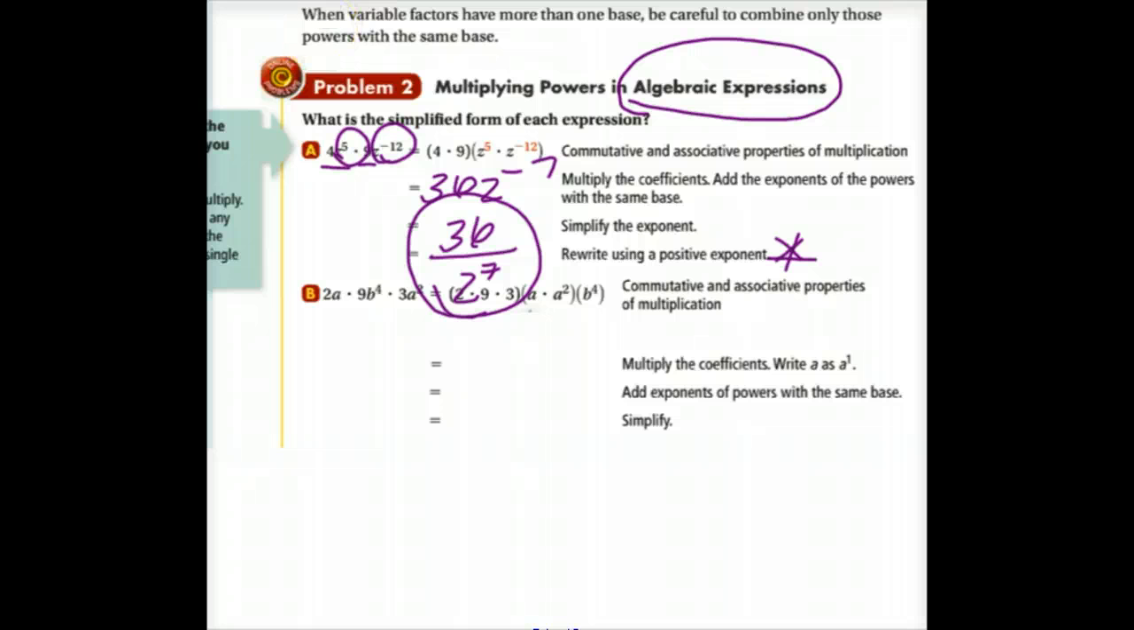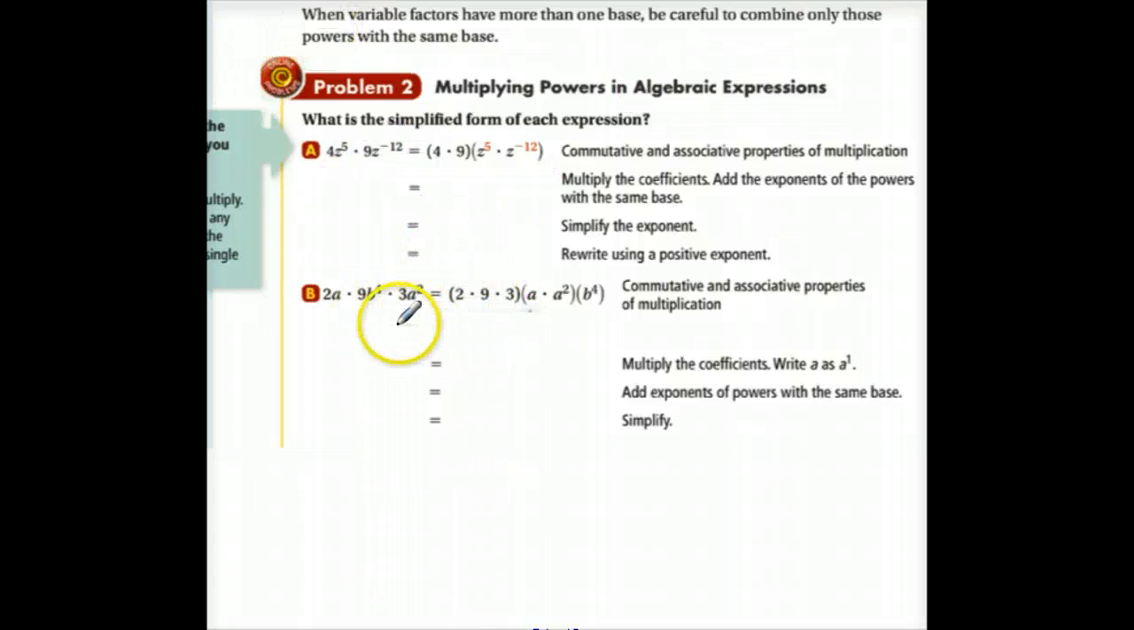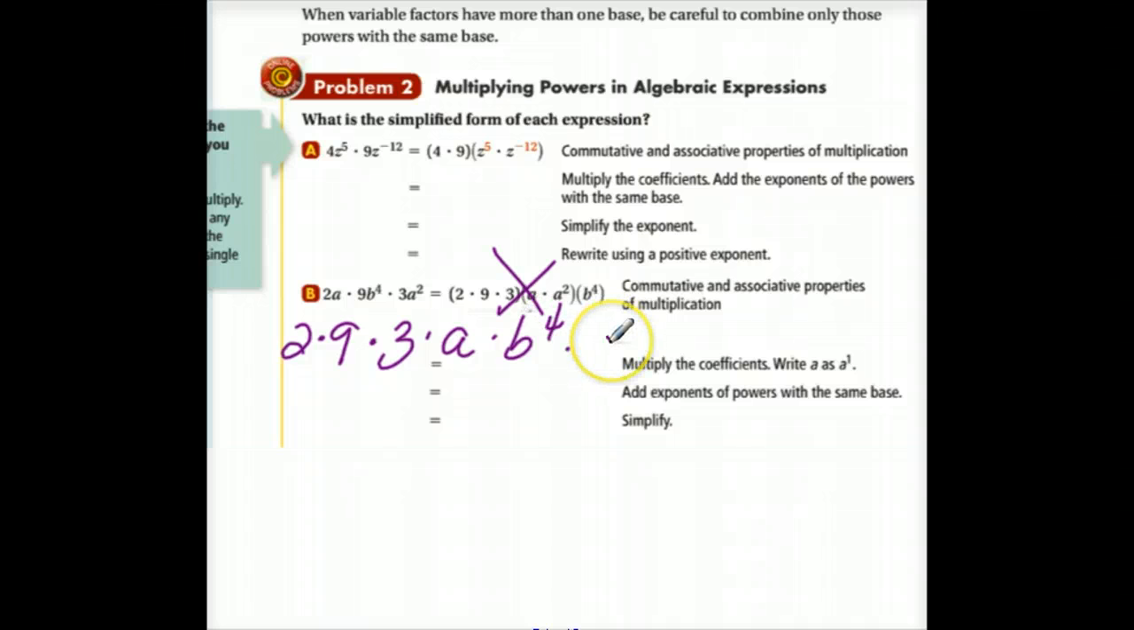All right, and then I'm going to clear this and do example B. 2a times 9b to the 4th times 3a to the 2nd power. I'm going to ignore what they have here and just do it myself. So this can all be rewritten. I'm going to write the numeric factors together first. 2 times 9 times 3 I'm pulling. And then I have 1a, I have a b to the 4th, and I have an a squared. So first, 2 times 9 times 3 is going to give us 54.